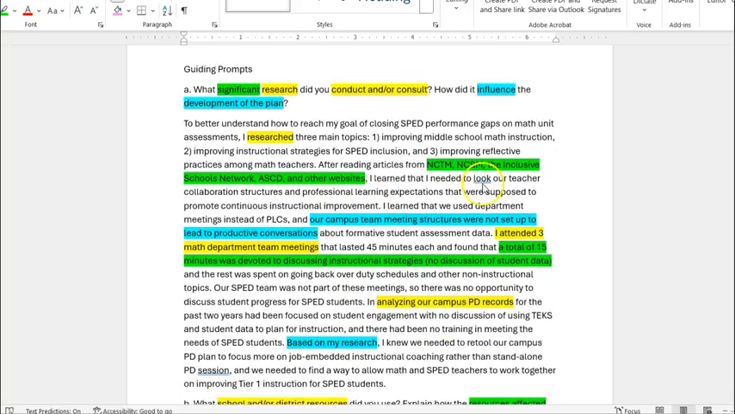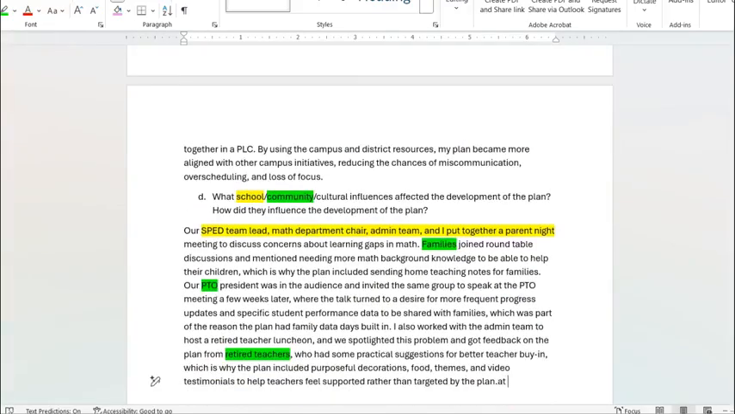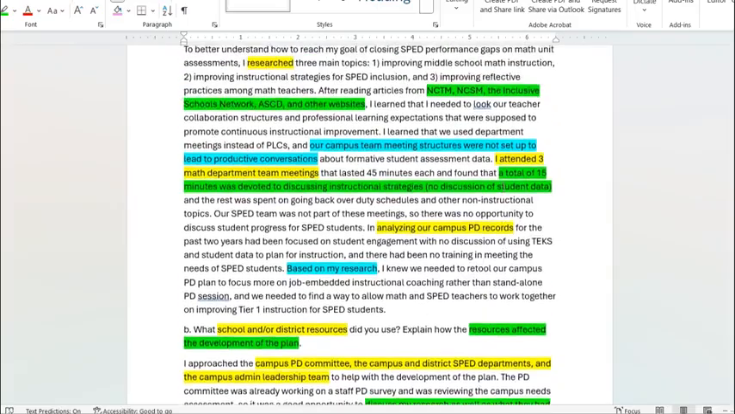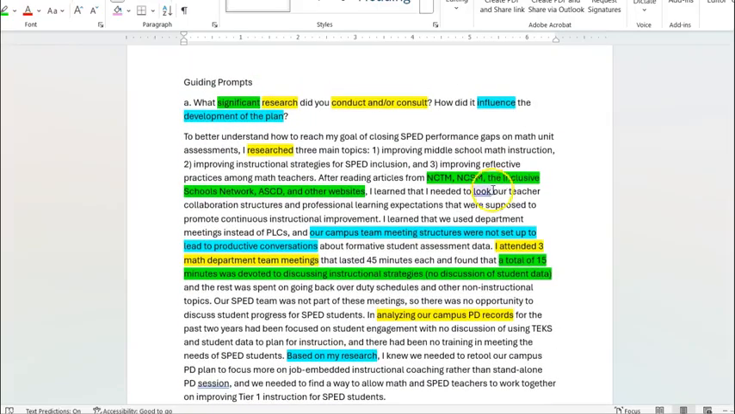I learned that I needed to look at our teacher collaboration structures and professional learning expectations that were supposed to promote continuous instructional improvement. I learned that we use department meetings instead of PLCs, and our campus meeting structure was not set up to lead productive conversations. So see, this is part of the influence on the plan about formative student assessment data.